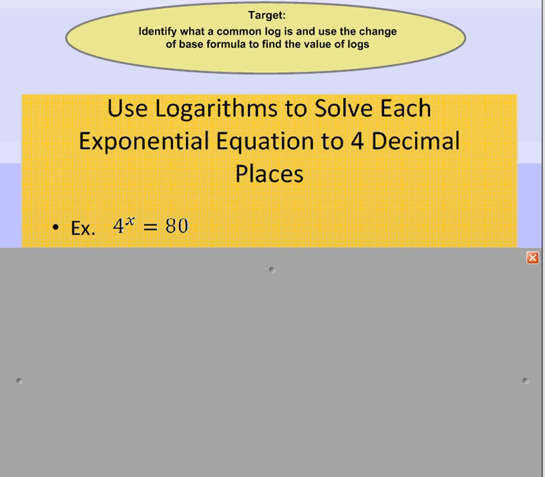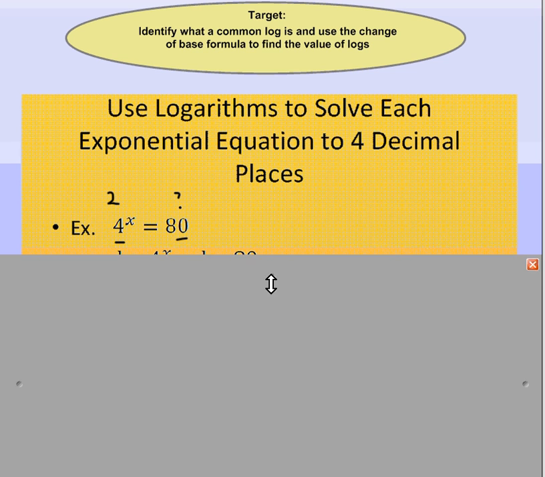Now, what we really want to get into now is being able to solve. How can we solve exponential equations that don't have the same bases, now using logarithms, and we're going to be using common logs. Notice we have 4 and we have 80. 4 can be rewritten as a power of 2, but 80 cannot be rewritten as a power of 2 or a power of 4. So how are we going to solve this?